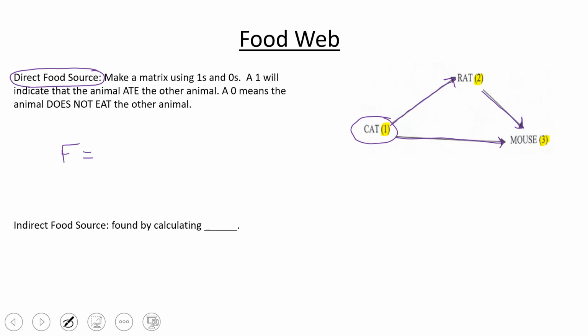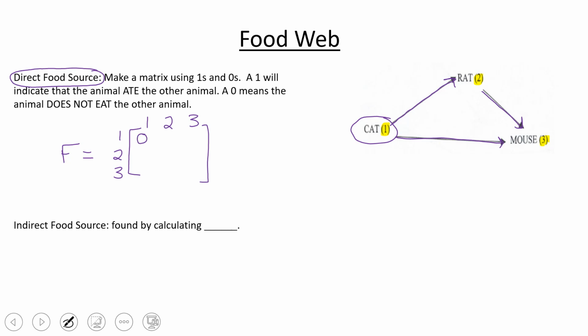We are going to have the labels for the rows be 1 for cat, 2 for rat, and 3 for mouse. So that is the creature itself. And then the names of the columns is going to match. This, though, is the cat is eaten, the rat is eaten, and the mouse is eaten. So let's go back to our ones and zeros. Our first row, first column: does the cat eat a cat? Not according to this diagram. So that's going to be a 0.